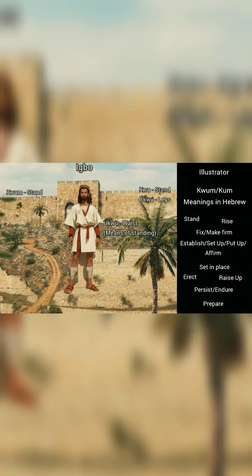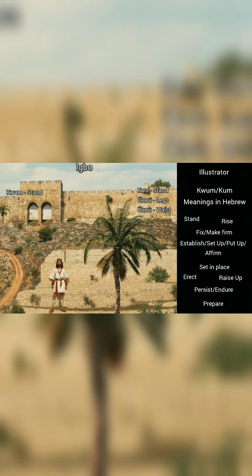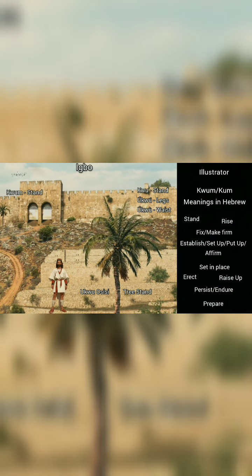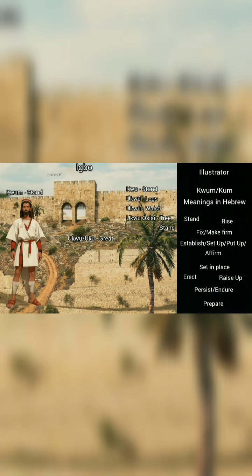Now, there are several other applications in the Igbo language. Like when you see a tree stand is called Ukwu Osisi. Now, there's a word in the Igbo language which we call Ukwu, or Uku, depending on the dialect. This means great. However, if you look deeply or if you've been into research on the Igbo language, you'll understand that this word is actually of great standing.